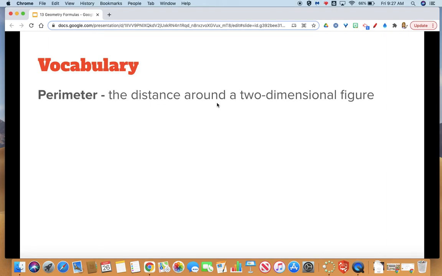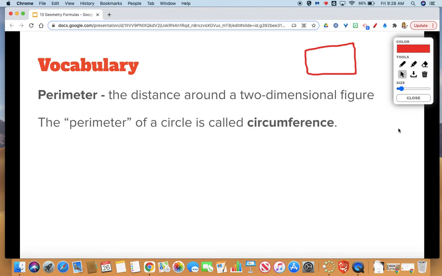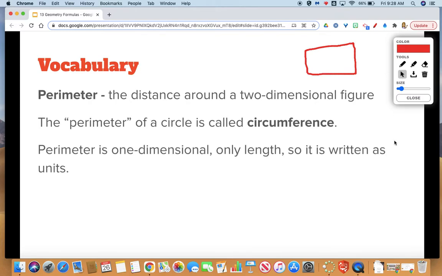Perimeter is the distance around a two-dimensional figure. If I think about a backyard that has a fence, say that's my fence, the distance around that fence would be our perimeter. The perimeter of a circle has a special name. It's called the circumference. Perimeter is one-dimensional. We're only measuring the length. So when we write the units, we just write the units without any squaring or cubing. So it's just written as units.